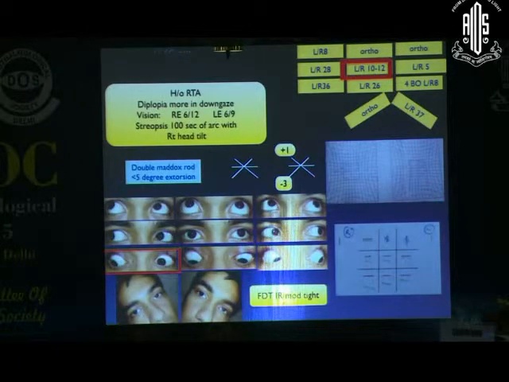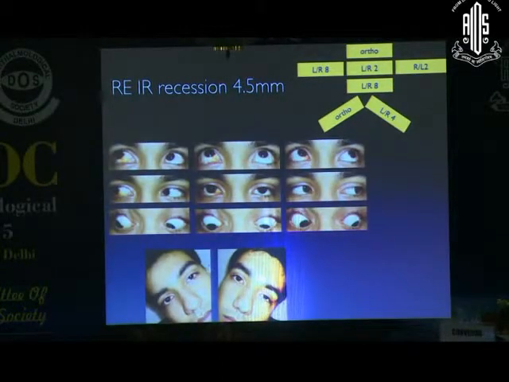Show the laser mark and show that. So this is important, you see, here the inferior oblique overaction is not lit up in this, whereas the underaction of the superior oblique is visible here, and IR overaction is also there. So you have to do a FDT for IR, and in this patient it was moderately tight. And so we did an IR recession of around 4.5 mm.